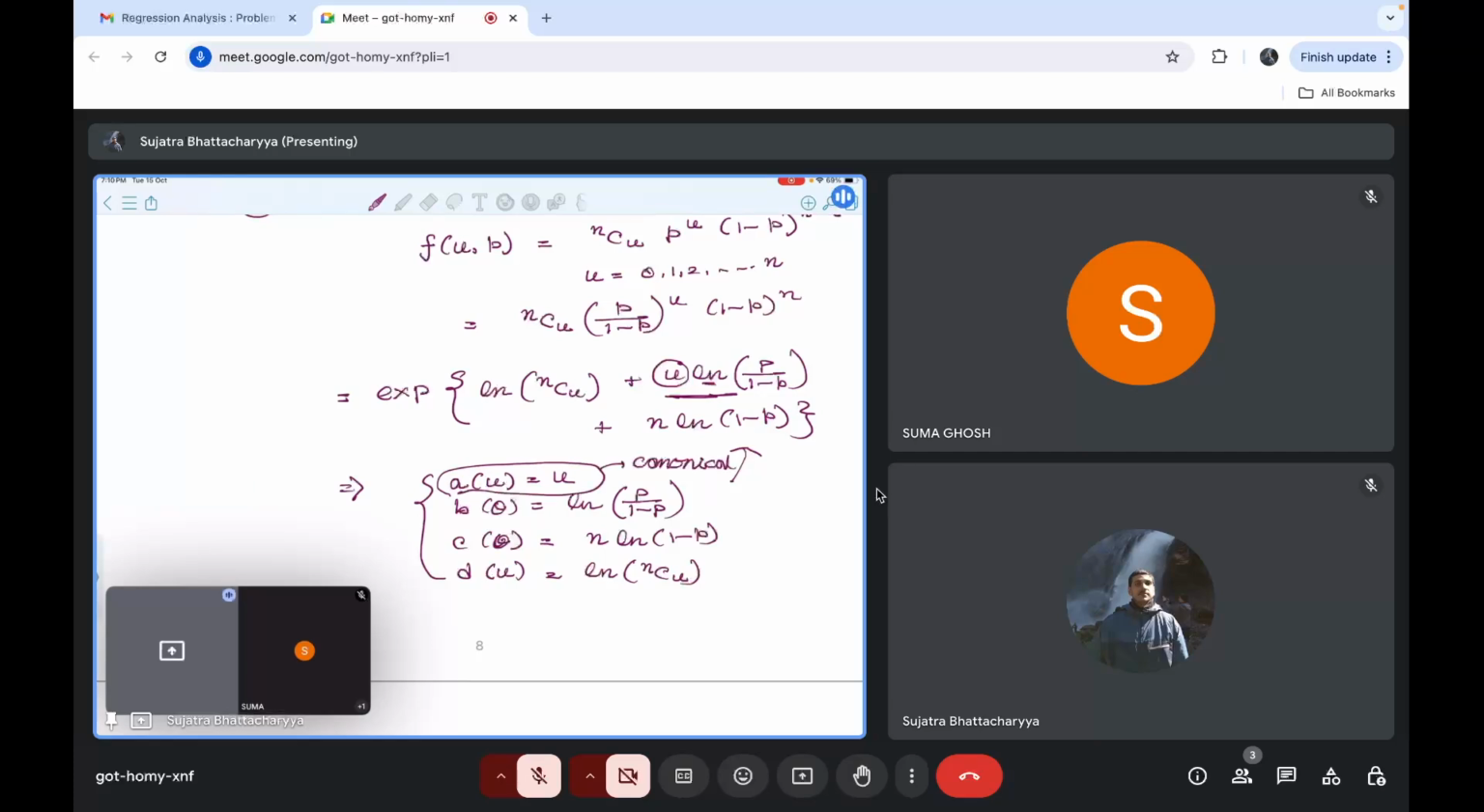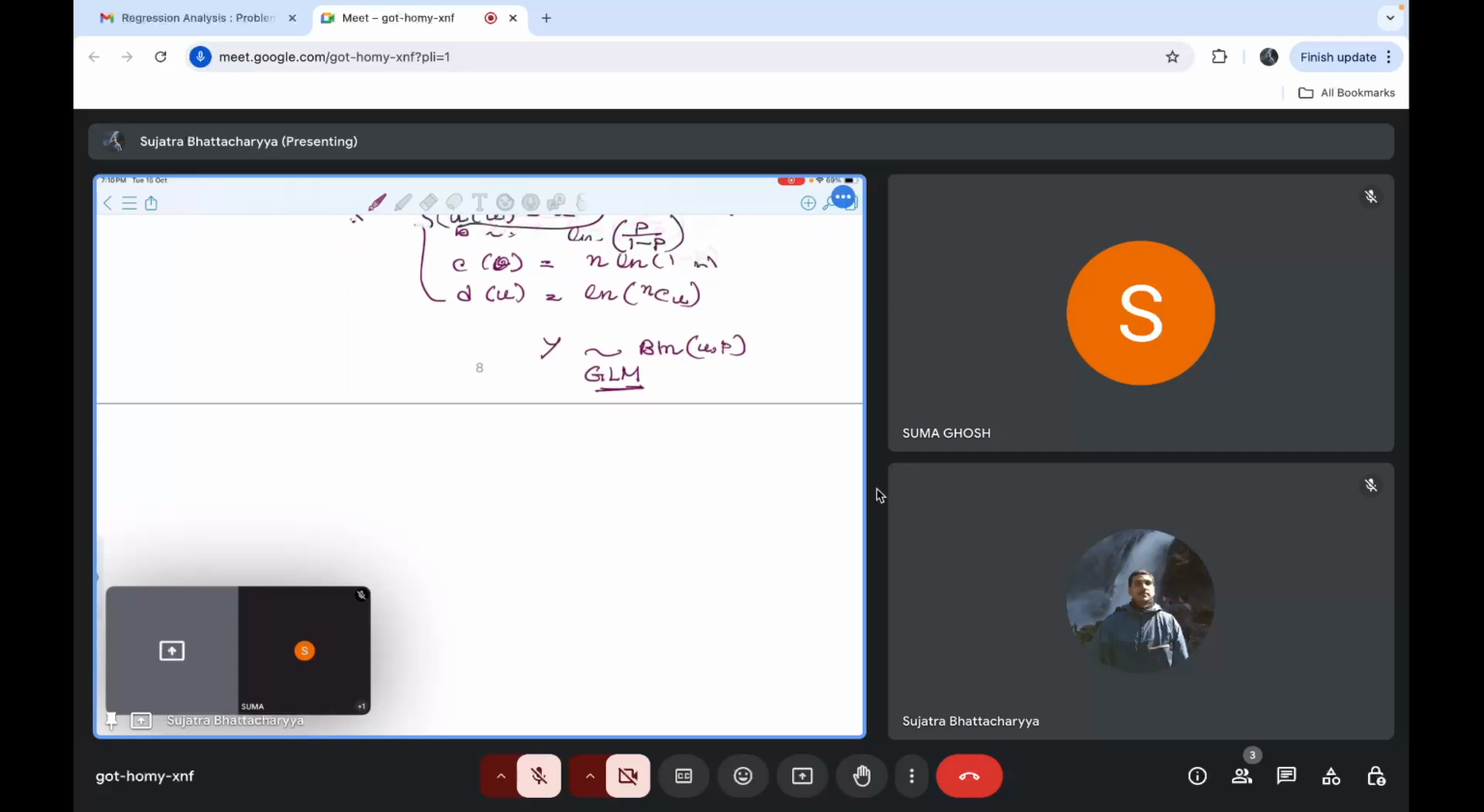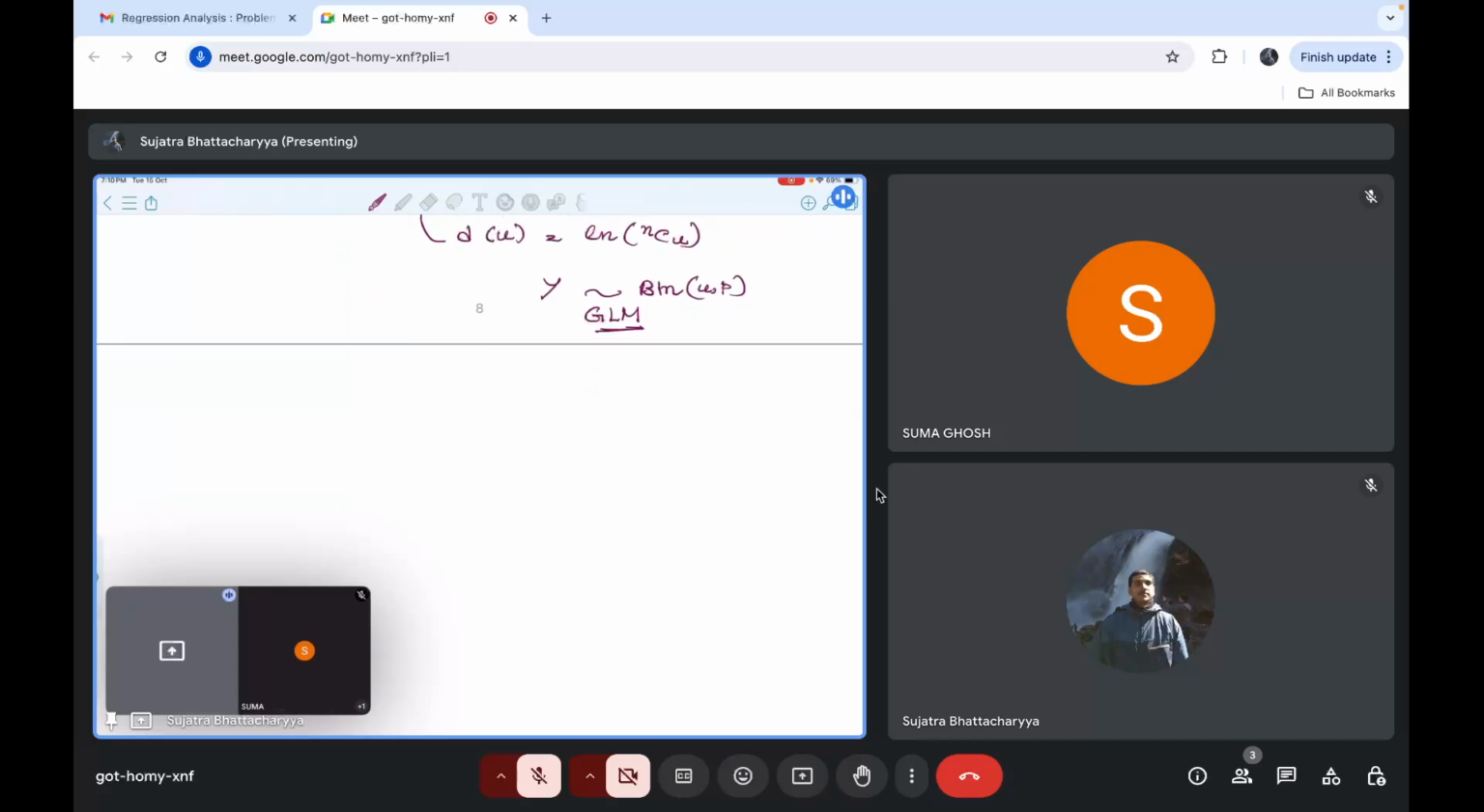So the binomial distribution also belongs to the exponential family, and it is of the canonical form. Hence, whenever any response data, say y, belongs to this binomial distribution having some u and p, then we can use the generalized linear model. Okay, so this is another distribution. Let's go for the third one, which is an important distribution, the Poisson distribution.